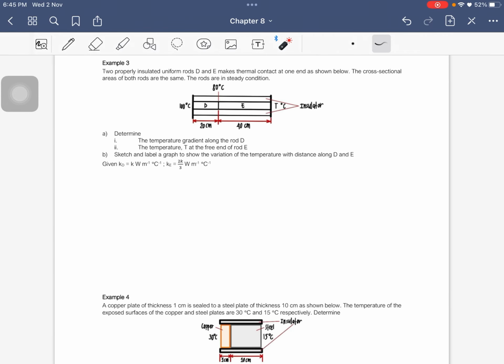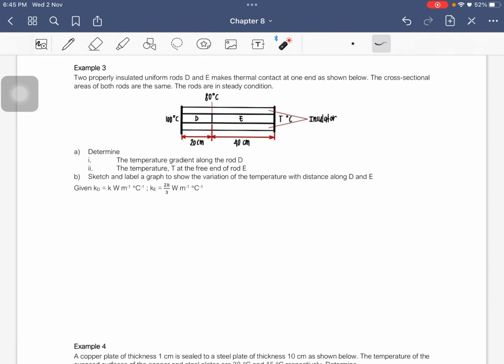And then let's look at these two examples. Example number 3. We have two properly insulated uniform rods D and E. They make thermal contact at one end here. The cross-sectional area of both rods is the same. The rods are in a steady condition. So we have to determine the temperature gradient along rod D. So how do we do that?